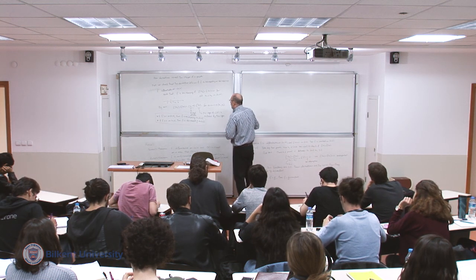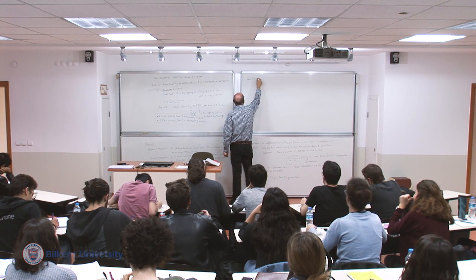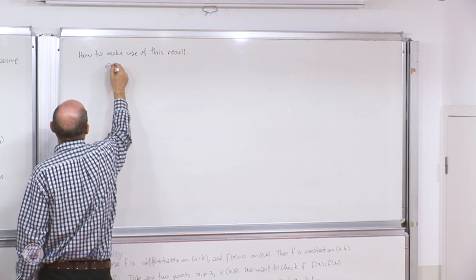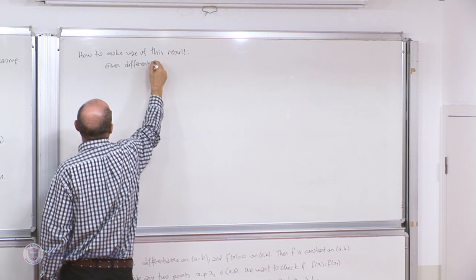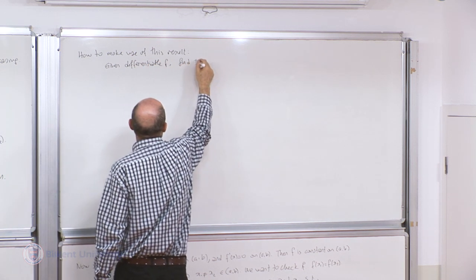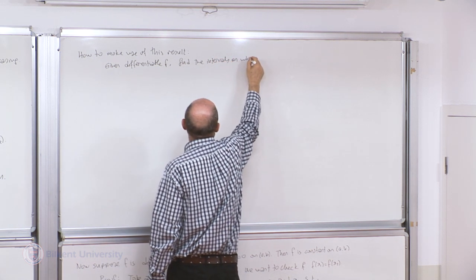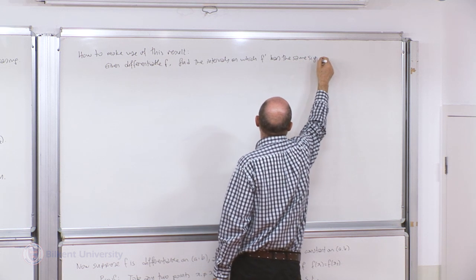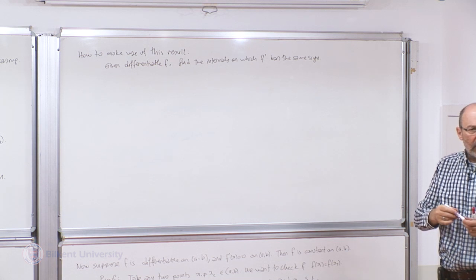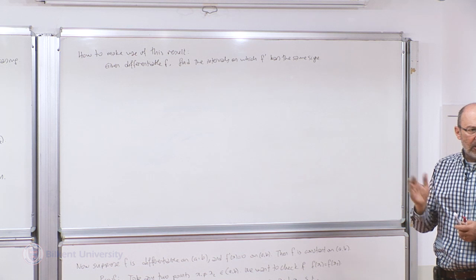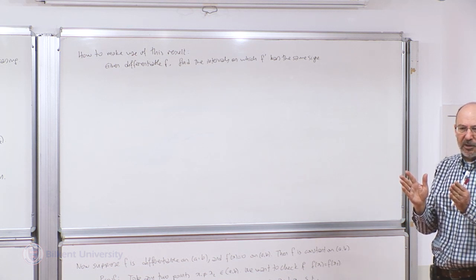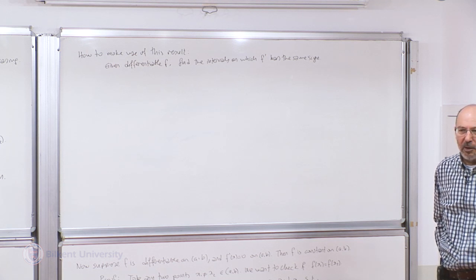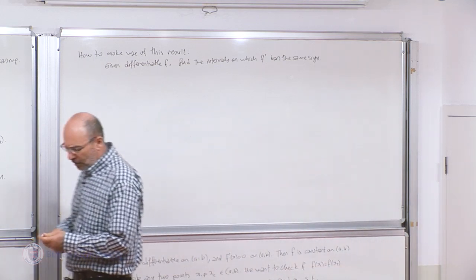Okay, so how to make use of this result? Given differentiable f, find the intervals on which f prime has the same sign. You see this again involves solving equations, because you calculate f prime, equate that to 0, and find the roots. So in between the roots, it must have the same sign, because if it changes sign, by the intermediate value theorem it must have a root if f prime is continuous. I think that's the example in 1.